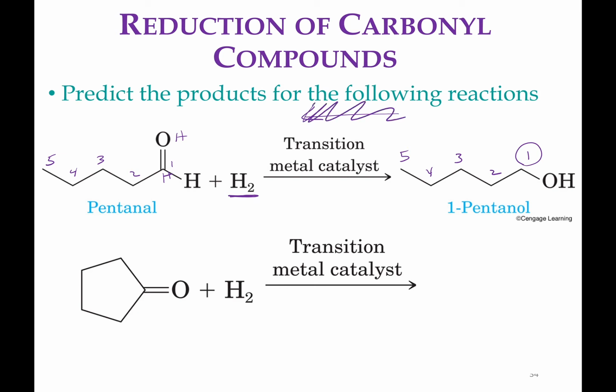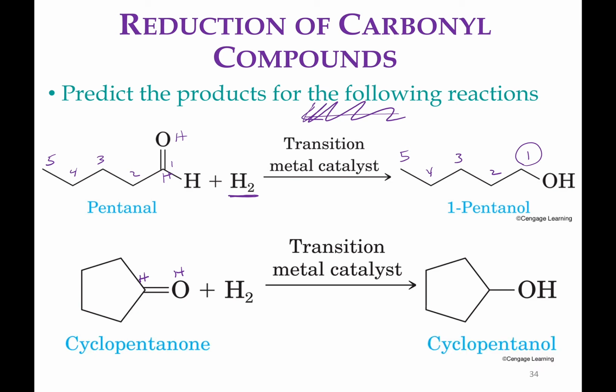So on the bottom, we have a ketone. Ketone's going to add the hydrogen just like we did in the aldehyde with the transition metal catalyst. We're going to go across and we're going to react to form the alcohol. So here we have cyclopentanone on the left, and on the right we have cyclopentanol.